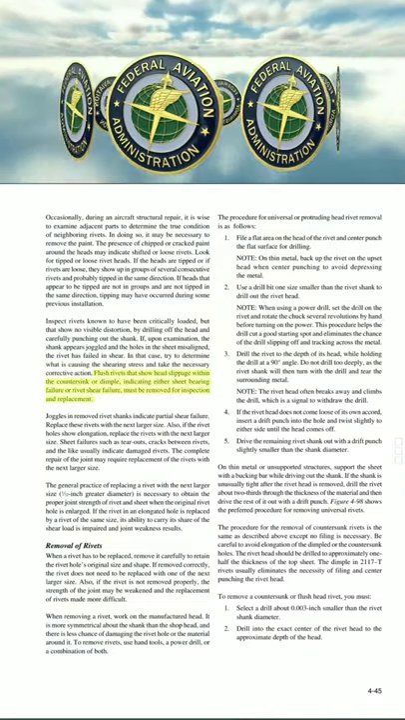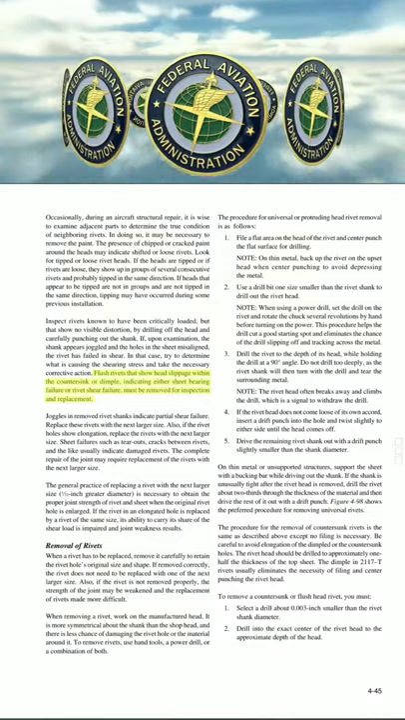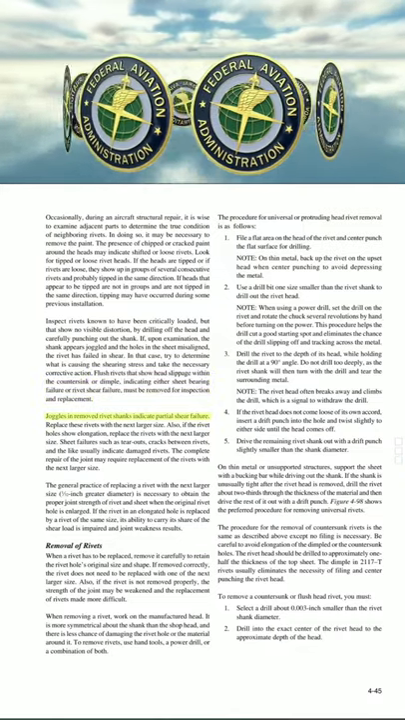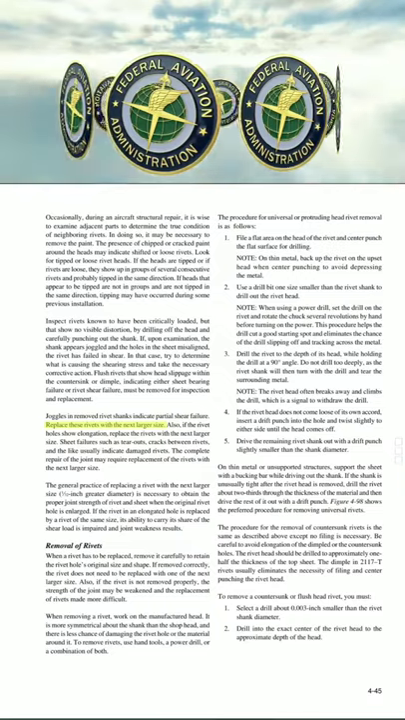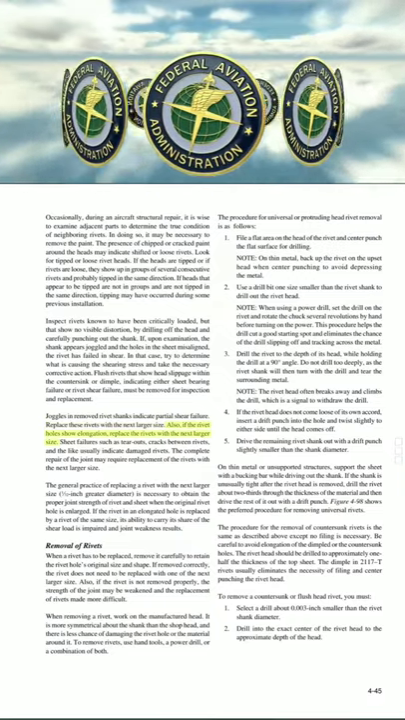Flush rivets that show head slippage within the countersink or dimple, indicating either sheet bearing failure or rivet shear failure, must be removed for inspection and replacement. Joggles in removed rivet shanks indicate partial shear failure. Replace these rivets with the next larger size. Also, if the rivet holes show elongation, replace the rivets with the next larger size.